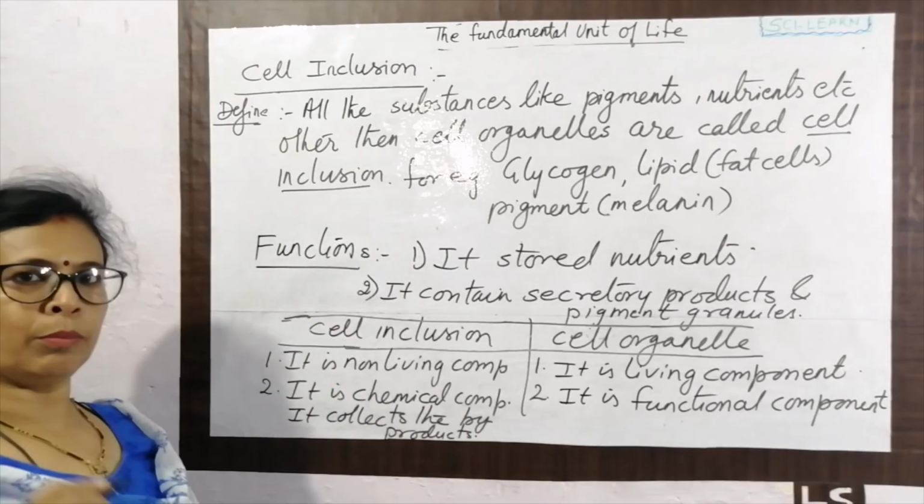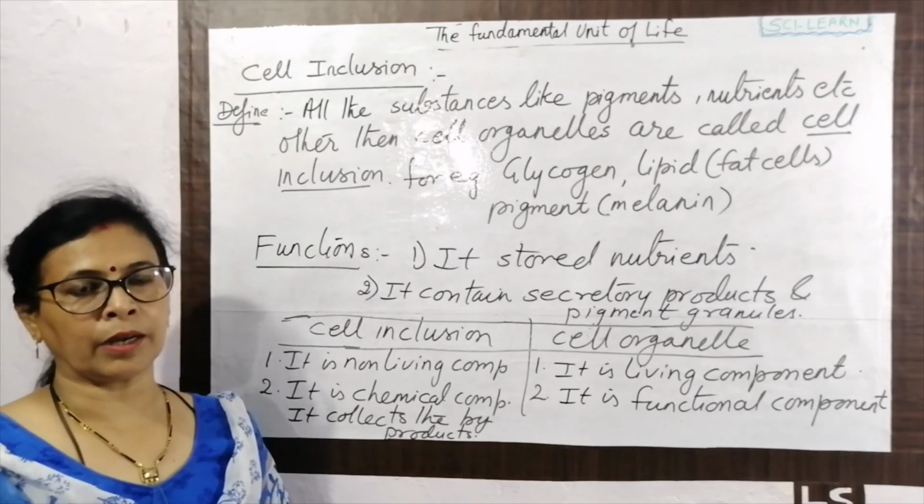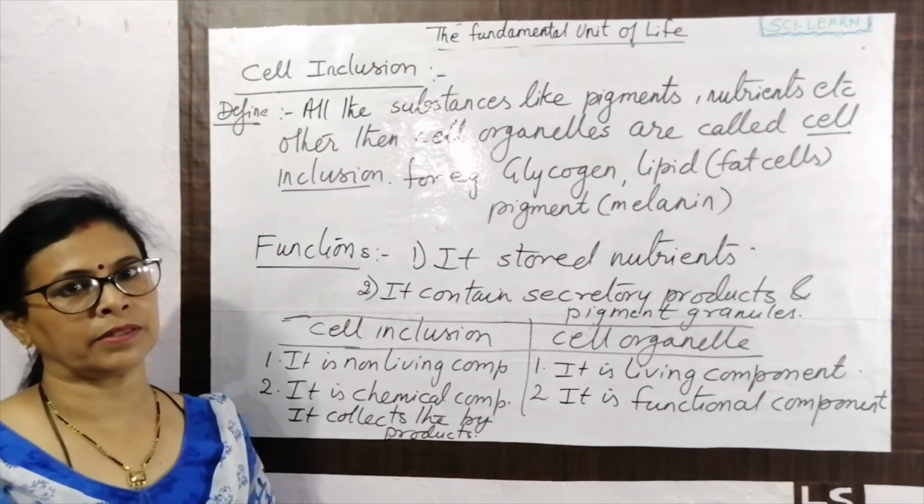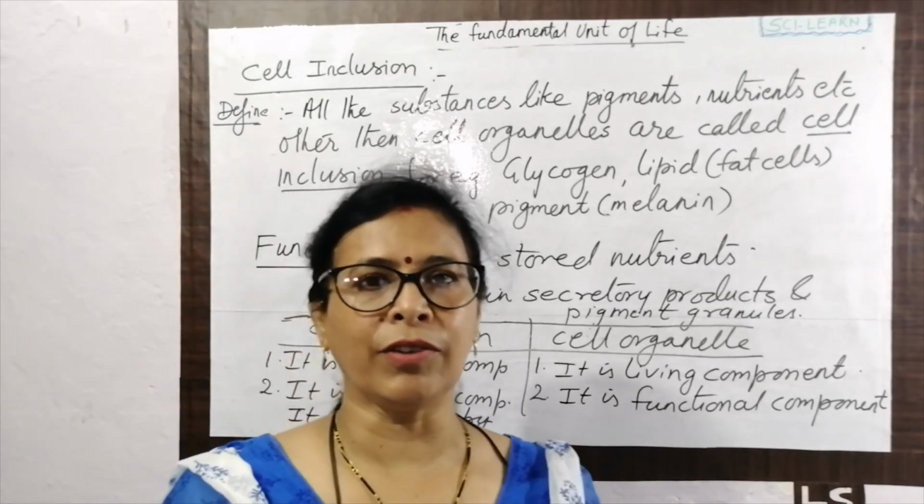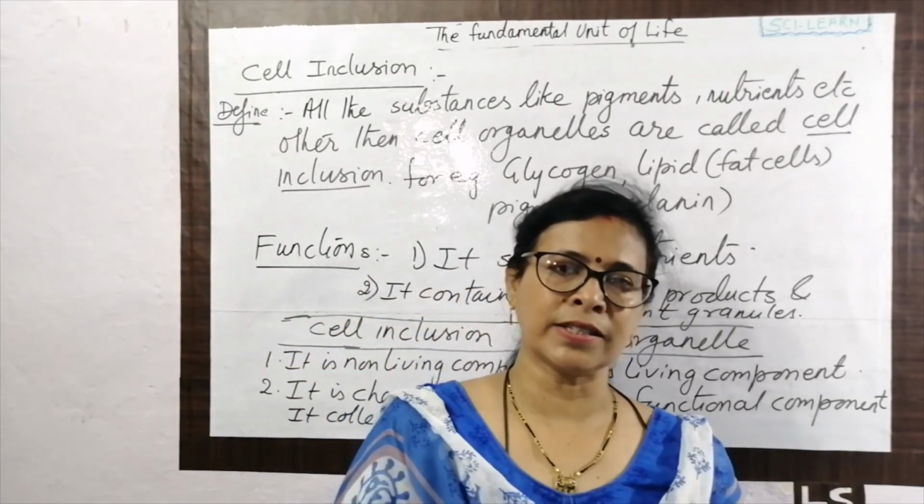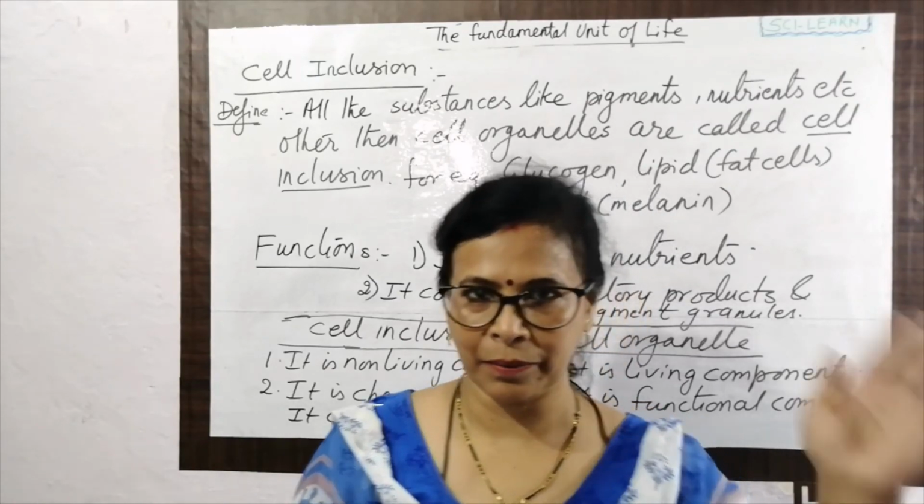Okay, so this is all about the cell inclusion. In our next video, we are going to study the plant cell and animal cell. It means the shape and structure of the plant cell and animal cell, and where all these organelles or cell inclusions are present in the plant cell or animal cell. Okay, bye.